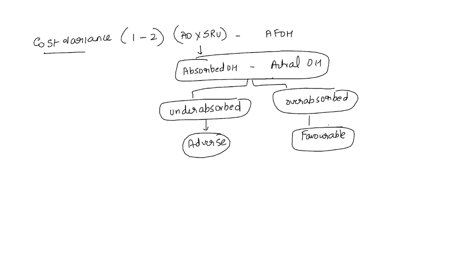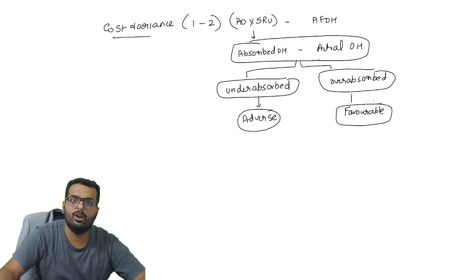Are you all done writing this, friends? All right. So that is the first one that is called the cost variance. What is the second one that is coming over here?